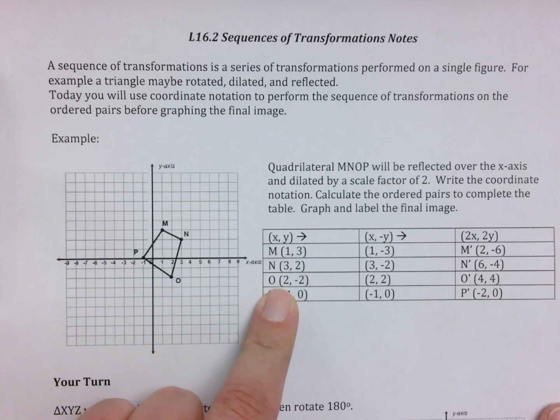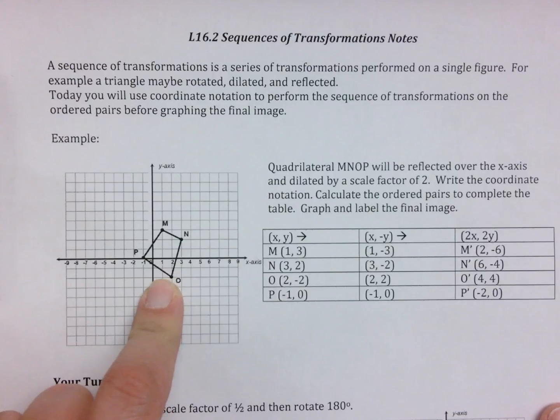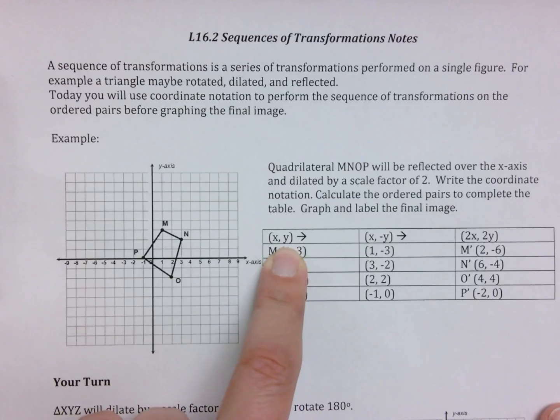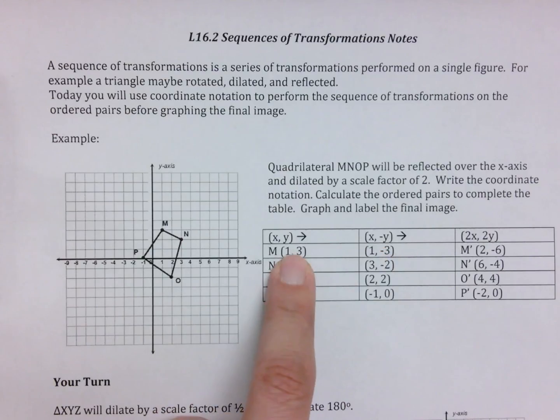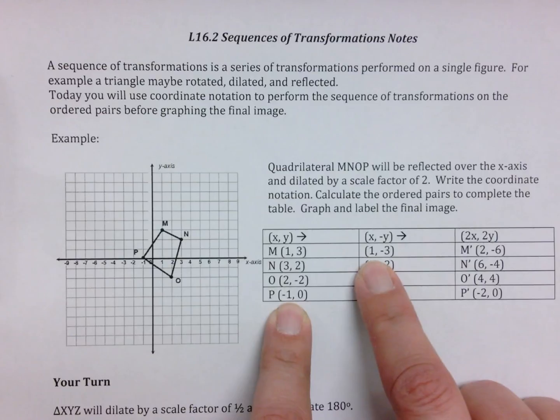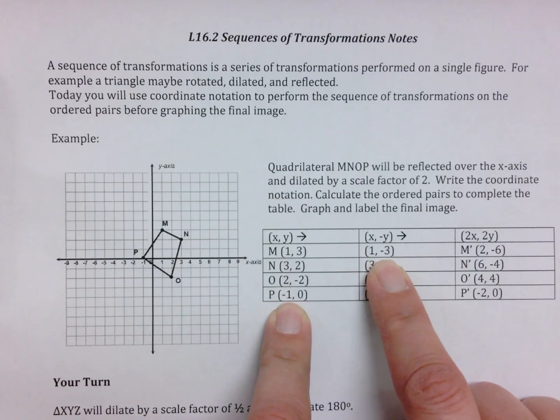This first column is simply MNOP. These are the ordered pairs that are the locations for these points on this graph. So in our coordinate notation, it's just x, y. The first transformation that's going to happen is that we're going to reflect over the x-axis. When (x, y) reflects over the x-axis, x stays the same and y changes signs. So we'll take our original ordered pairs, we'll keep the x coordinate, and the y coordinate will change its sign.